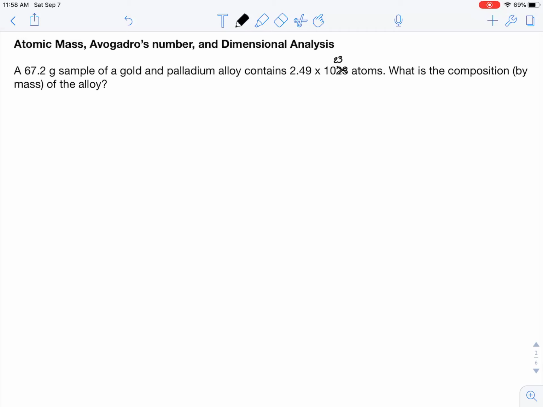A 67.2 gram sample of a gold and palladium alloy contains 2.49 times 10 to the 23rd atoms. What is the composition by mass of the alloy? Okay, so what is given in the problem? 67.2 grams alloy, and 2.49 times 10 to the 23rd atoms alloy.